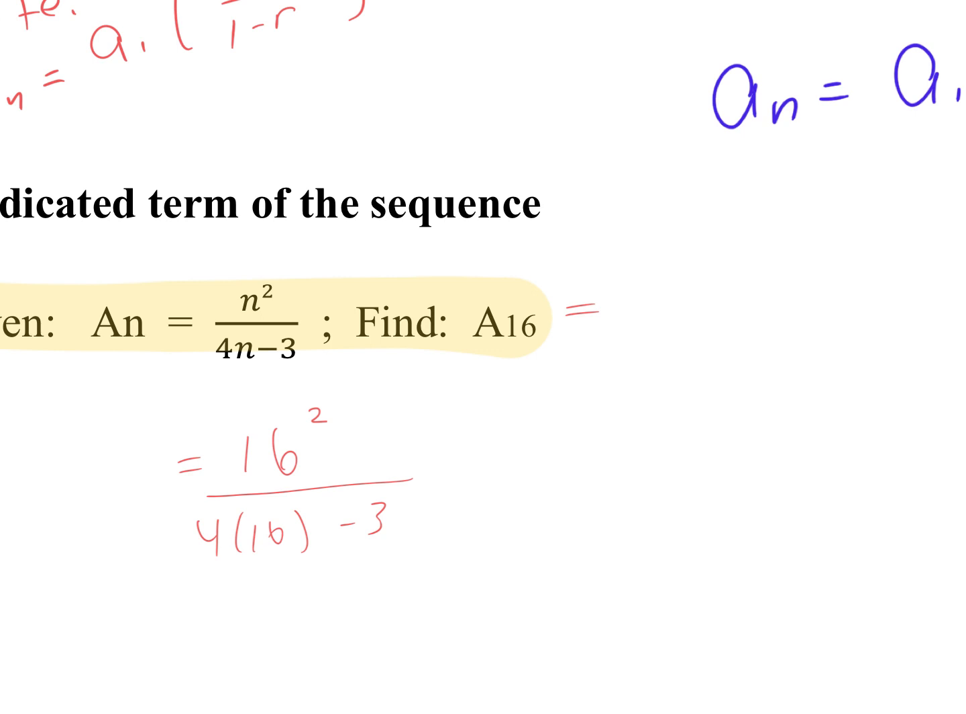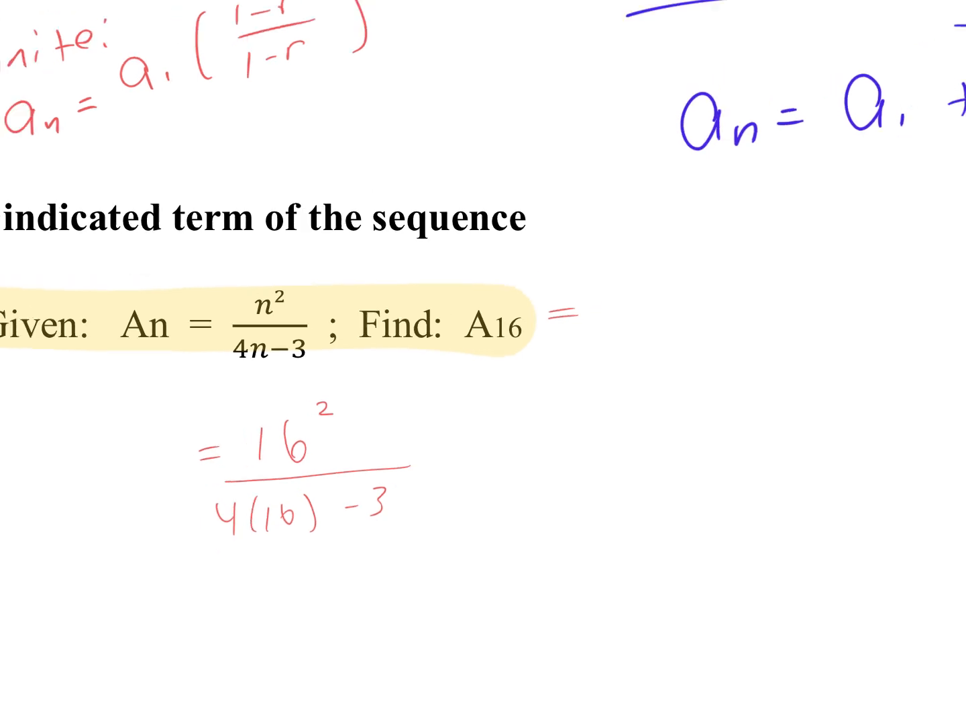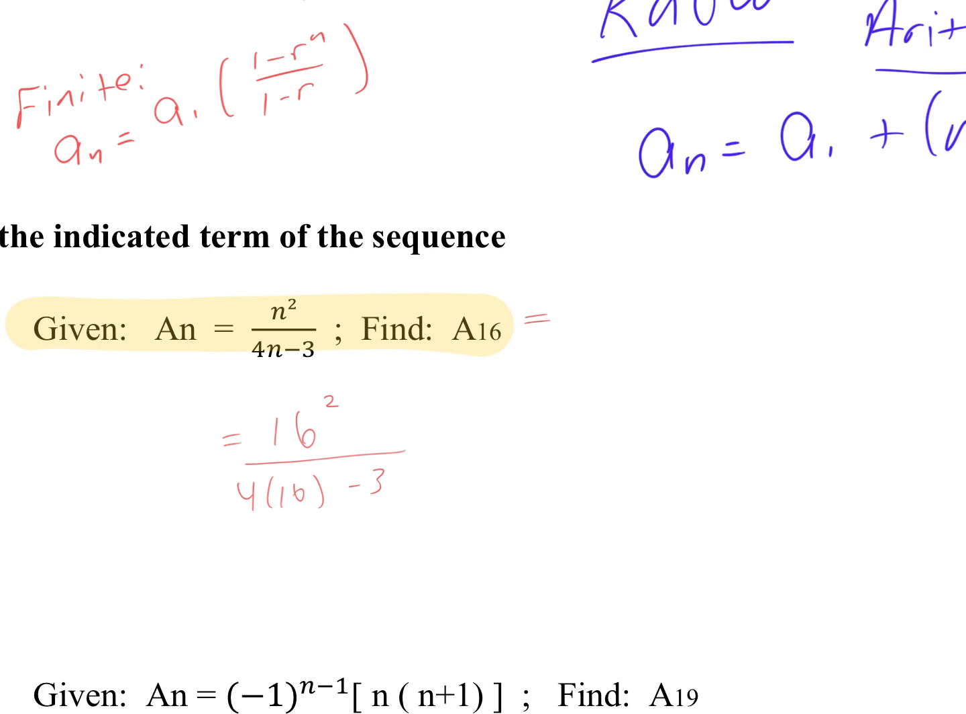That is enough work for me. If you want to show me the simplification throughout, that's totally fine. But I have to see what you put in your calculator. I actually put that in the directions. So as we simplify this, guys, what is 16 squared? 256, okay. Over, what's 16 times 4? 64 minus 3. Okay, so it's 256 over 61. Divide that in your calculator. What is 256 divided by 61? What kind of a decimal is it?